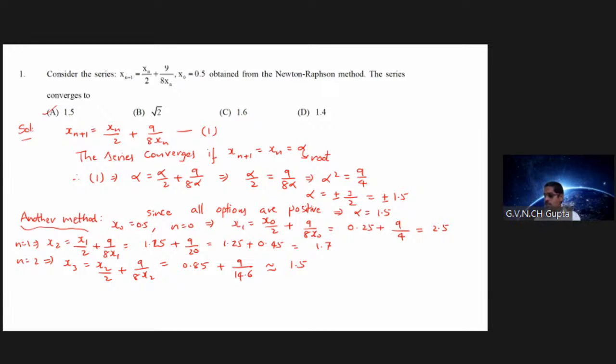A doubt from a student: is it for all departments? Yes, this Newton-Raphson method is for all. Recently it was deleted for ECE and EEE, but for mechanical, civil, biotechnology, chemical, and the remaining departments, they all have this Newton-Raphson method, that is numerical methods.